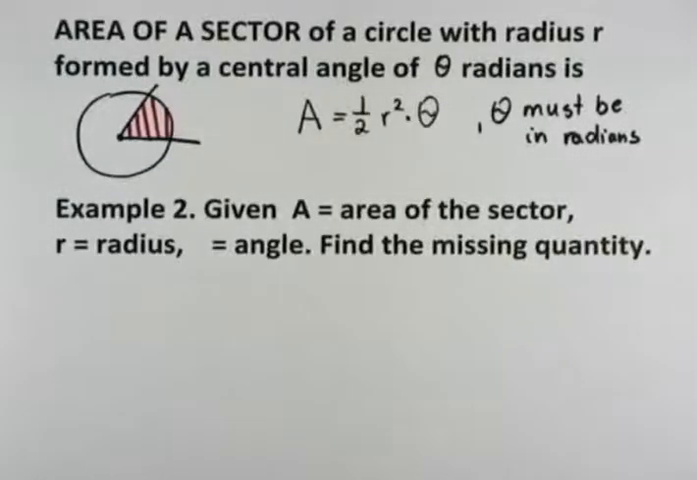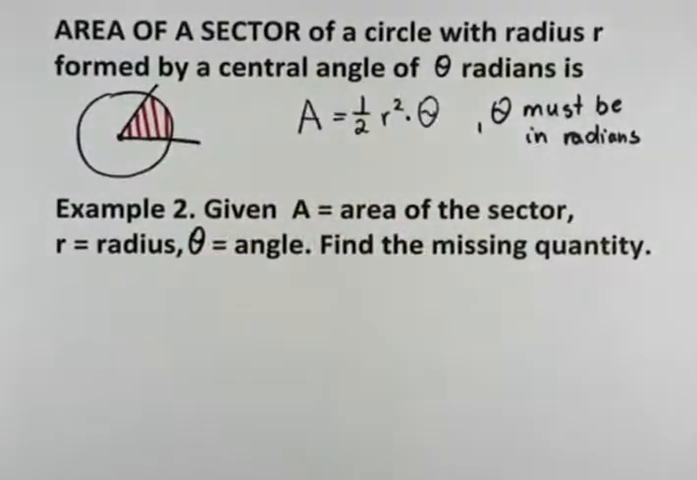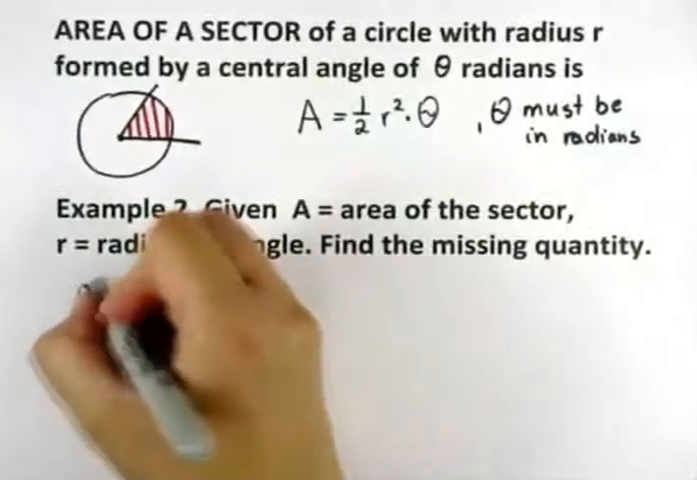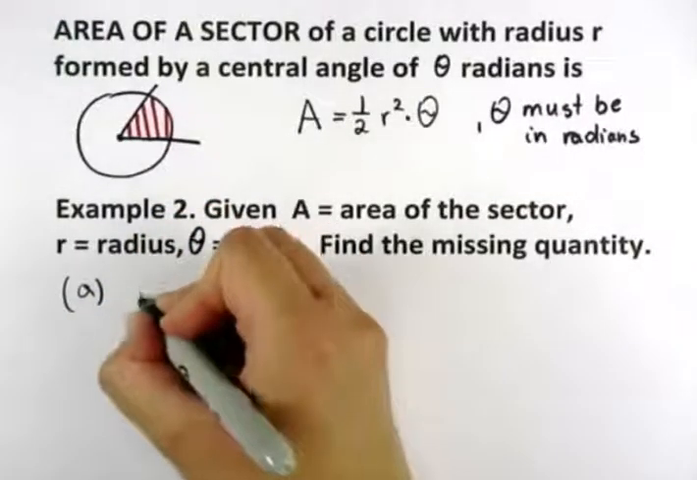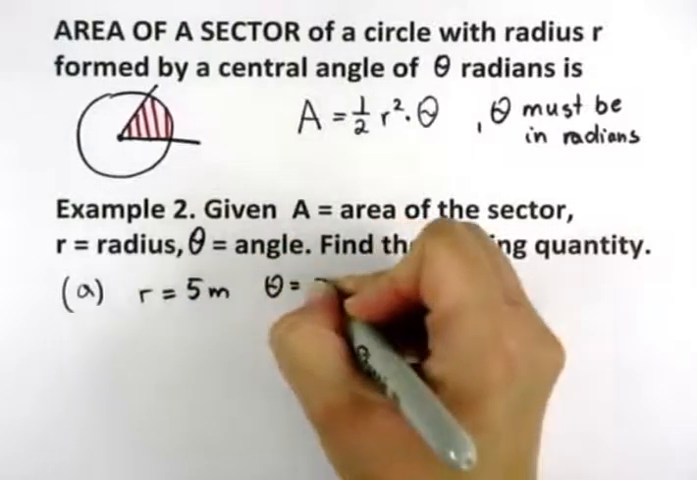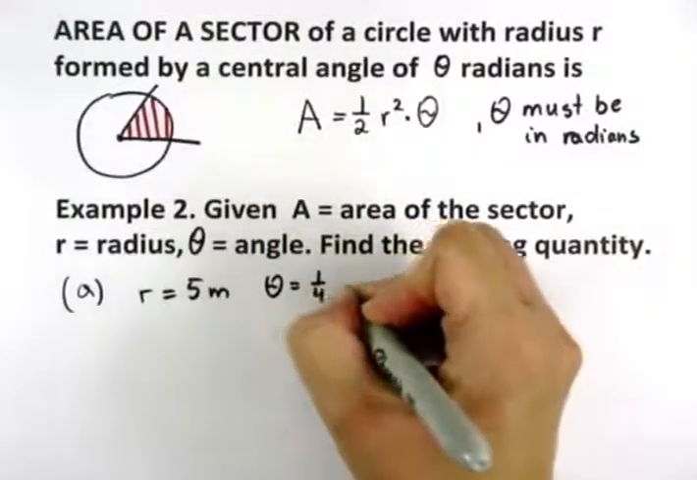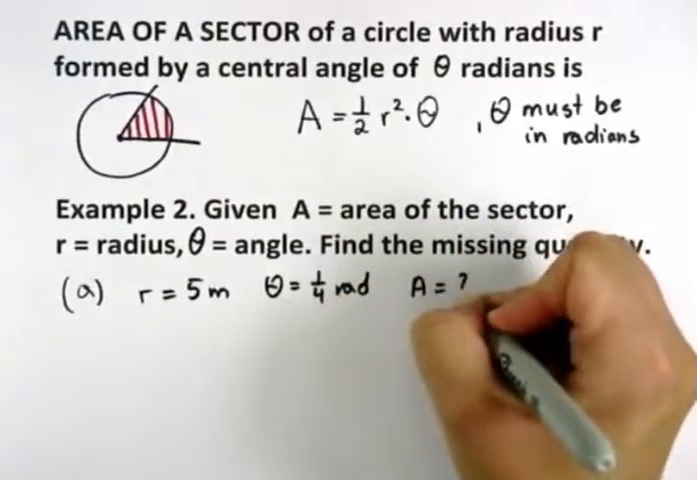Okay, so now example 2. Given that A is area of the sector, R is radius, and theta is the angle, find the missing quantity. And we have A. We have that radius is equal to 5 meters, theta is equal to 1/4 radians, and we need to find the area of the sector.